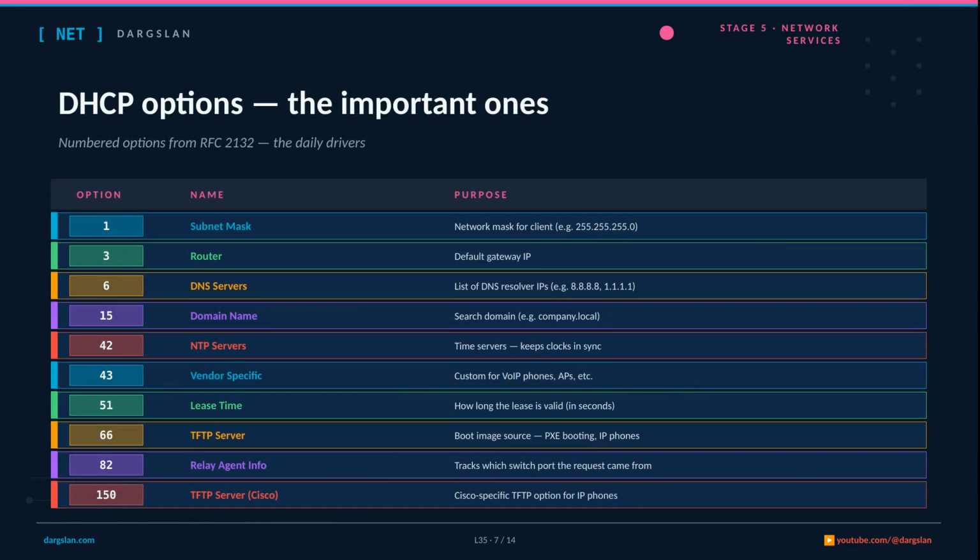Let's zoom in on those options because they're standardized by RFC 2132, and each one has a number you'll see again and again in configs and packet captures. Options 1, 3, and 6 are the Holy Trinity, mask, gateway, DNS, without which the client basically can't function. Then you've got 15 for the search domain, 42 pointing at NTP time servers, and 51 setting the lease duration.